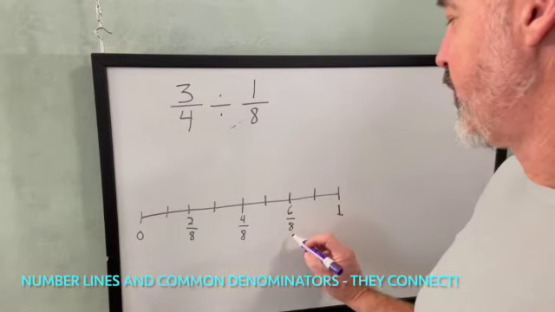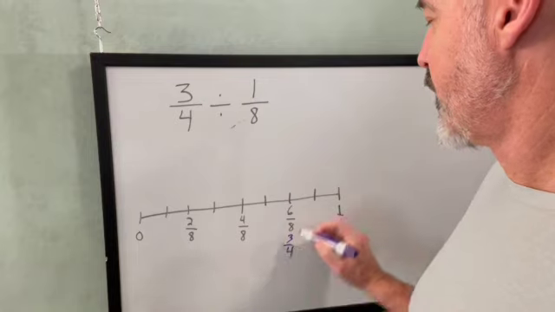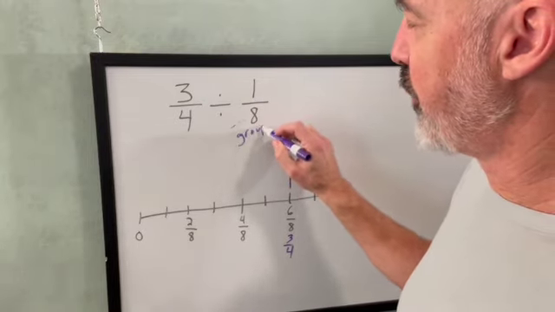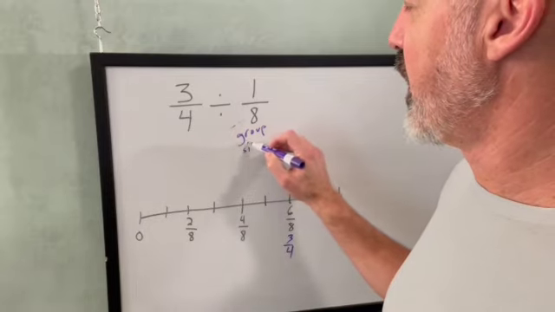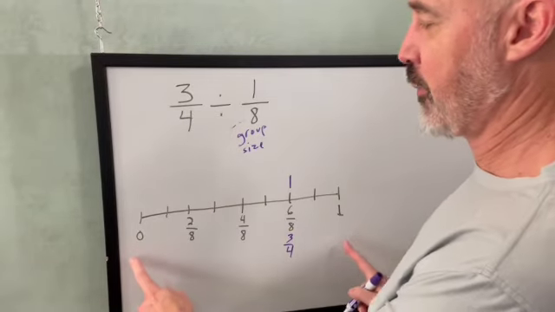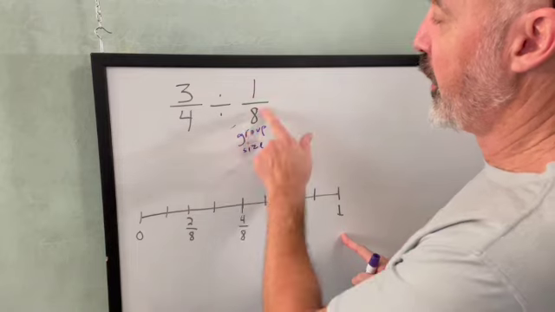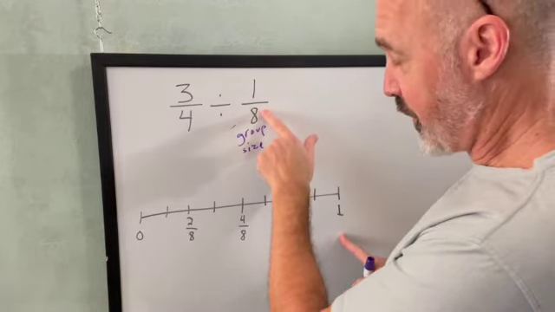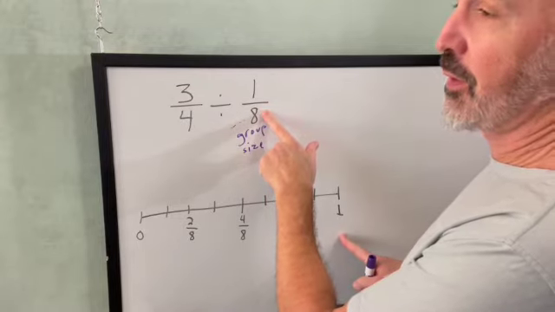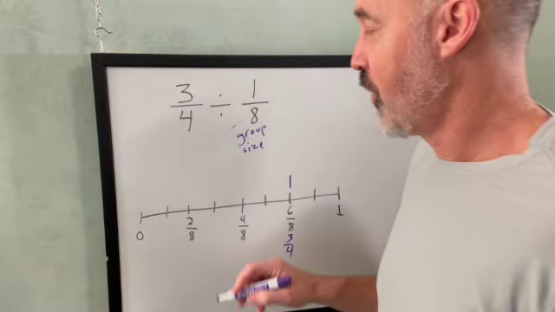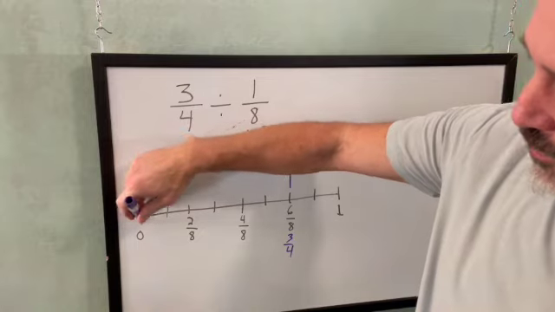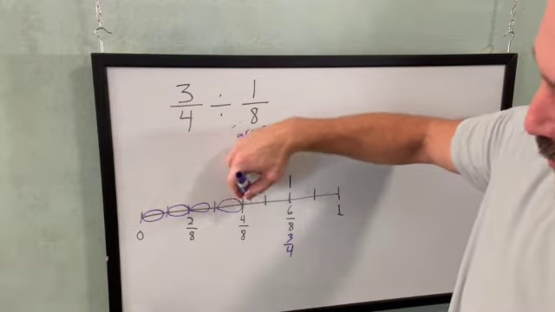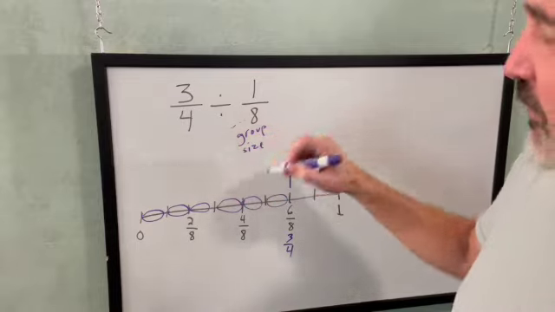So 3/4 is equivalent to 6/8. Now remember, this is the group size, 1/8. I'm breaking up 3/4 into groups of 1/8. So I've already taken my number line from 0 to 1 and broken it up into the denominator of the divisor. So how many 1/8 fit? Well, this is 1/8, 1/8, 3, 4, 5, 6. And the answer is 6.